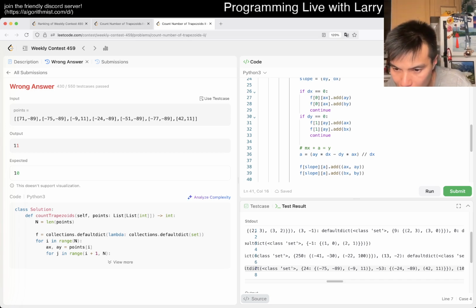Okay, so these are the points. Dx is 88. No, 66, right? And the other is 100. So 60 over 100 or something. Plus 66 plus 100, right? And here is plus 66 plus 100. So why is this not a parallelogram? Or a trapezoid, rather?